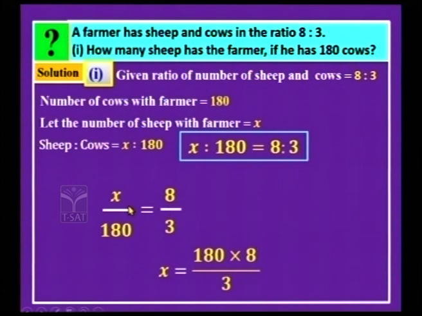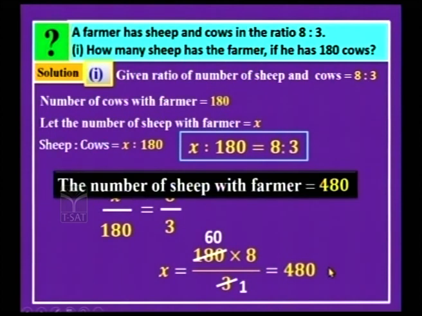So on cross multiplication, x is equal to 180 into 8 divided by 3. Now 3 goes in 3 one time, whereas in 180 it goes 60 times. So we are left with 60 into 8, which is 480. So we can say that the number of sheep with the farmer is 480. So let us move on to the second bit of the same problem, children.